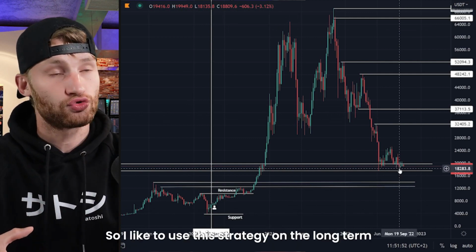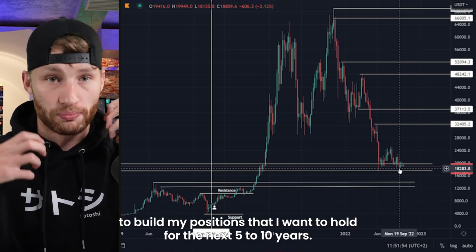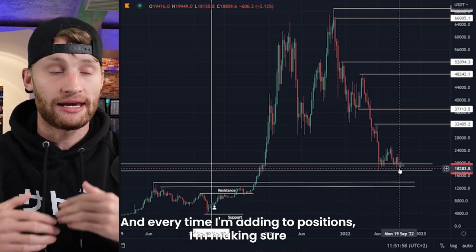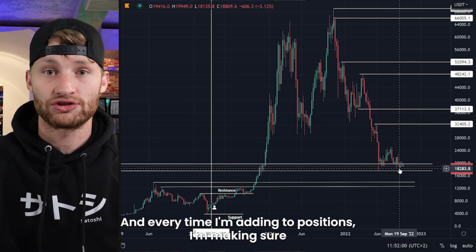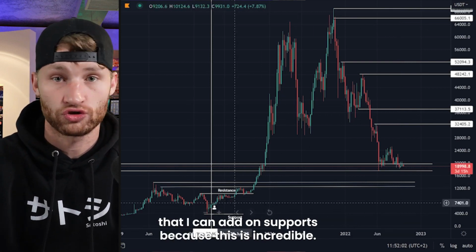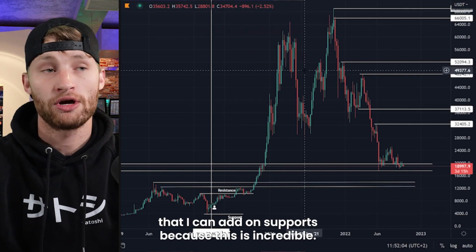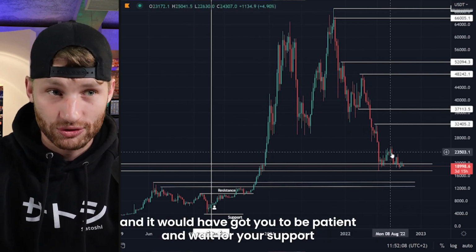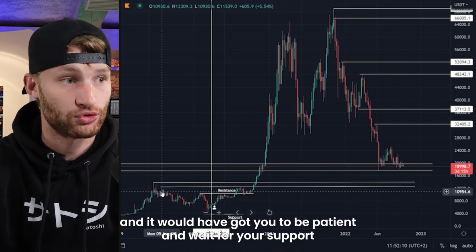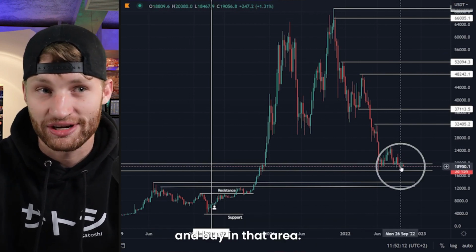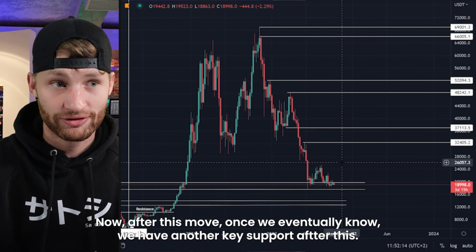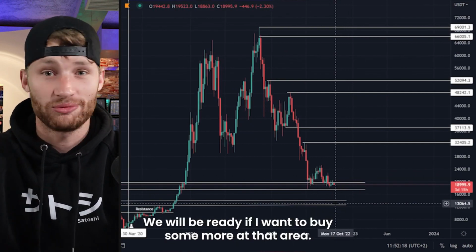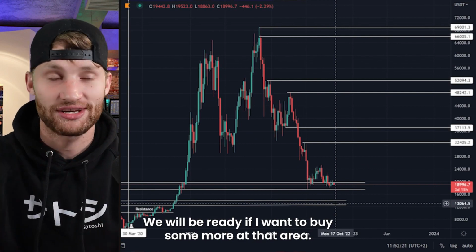So I like to use this strategy on the long term to build my positions that I want to hold for the next 5 to 10 years. And every time I'm adding to positions, I'm making sure that I can add on support, because this is incredible. This would have not got you sucked into all of this, and it would have got you to be patient and wait for your support and buy in that area. Now, after this move, once we eventually know we have another key support after this, we will be ready if I want to buy some more at that area.